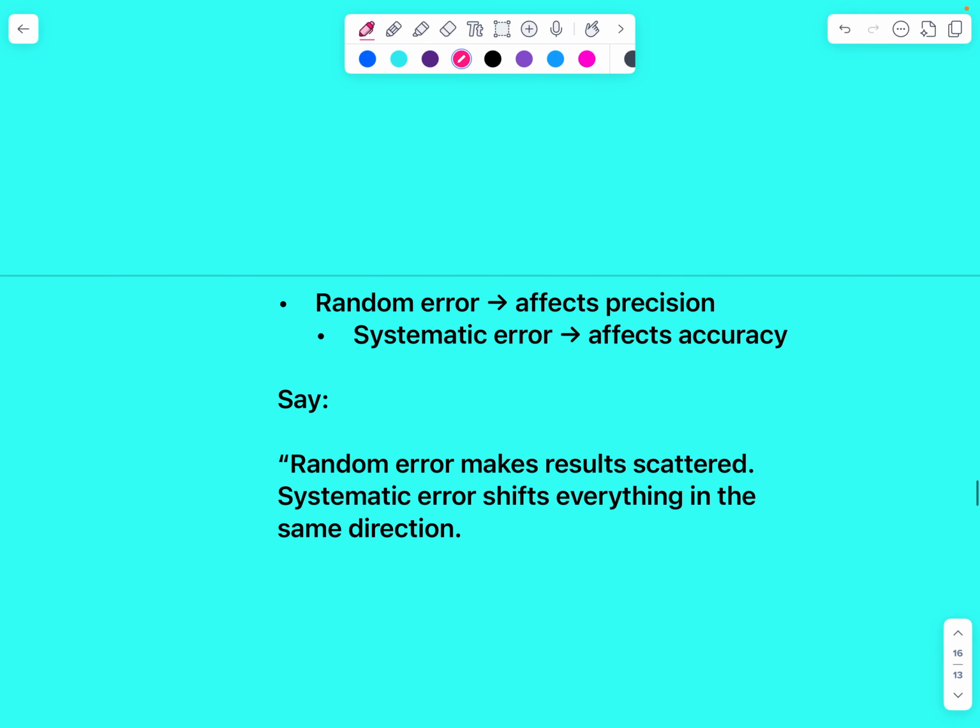Let's look at part 2, types of error. Random error affects precision. Systematic, that always is a doozy to say. Systematic error, try saying that 5 times, affects accuracy. So random error makes results scattered. Systematic error shifts everything in the same direction.